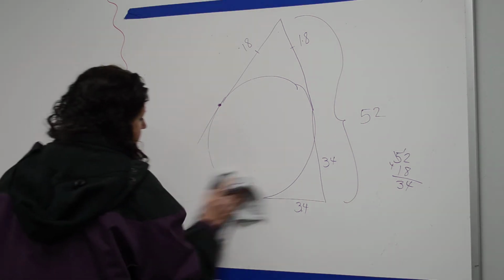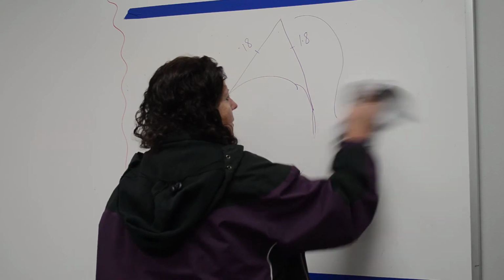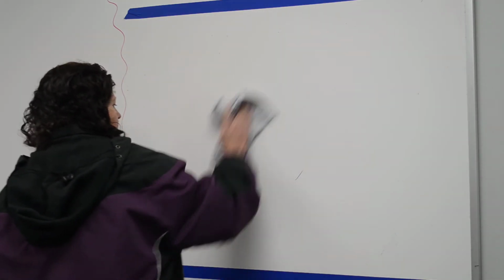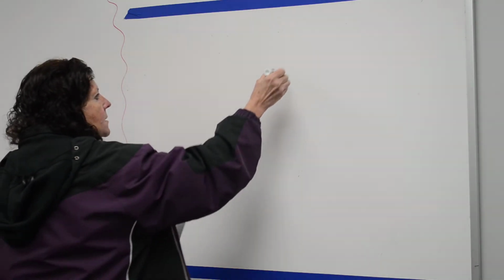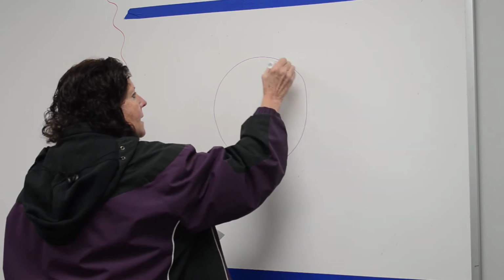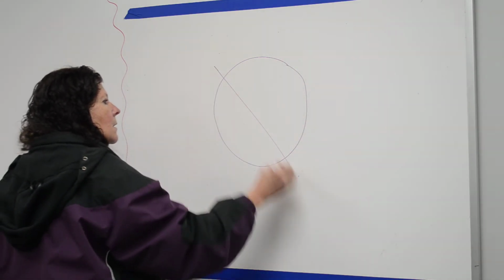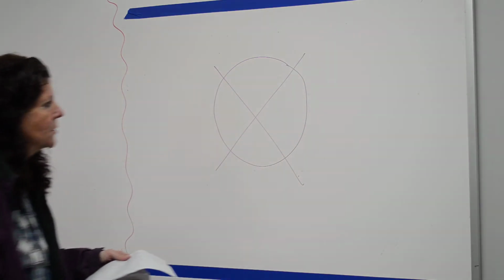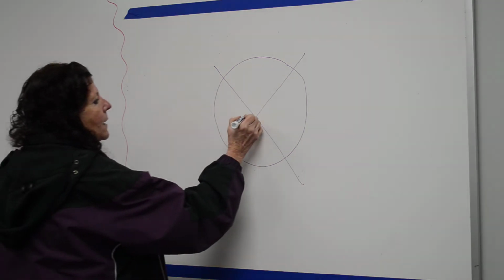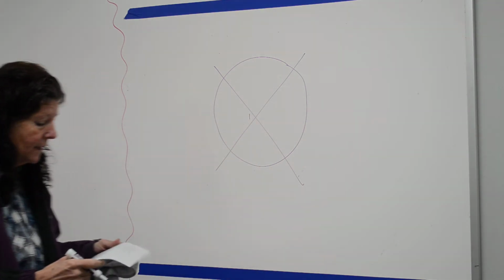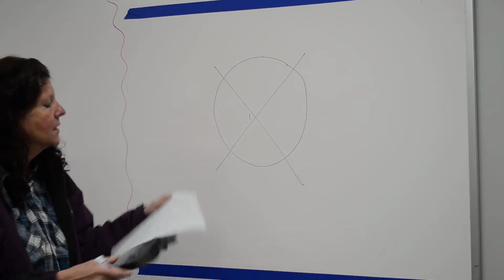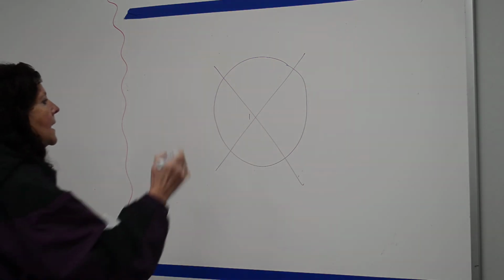We also talked about secants. Secants are lines that intersect the circle in two spots, so those are two secants. And we talked about how to find an angle that is inside. Now understand, those are not central angles, those are just inside angles.